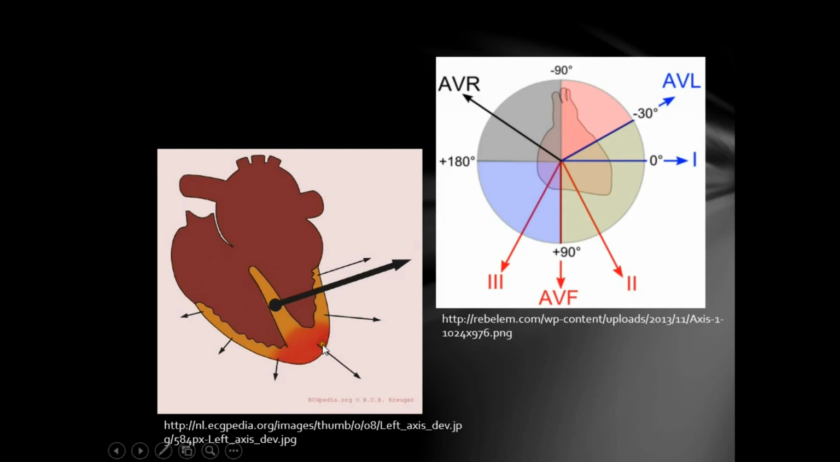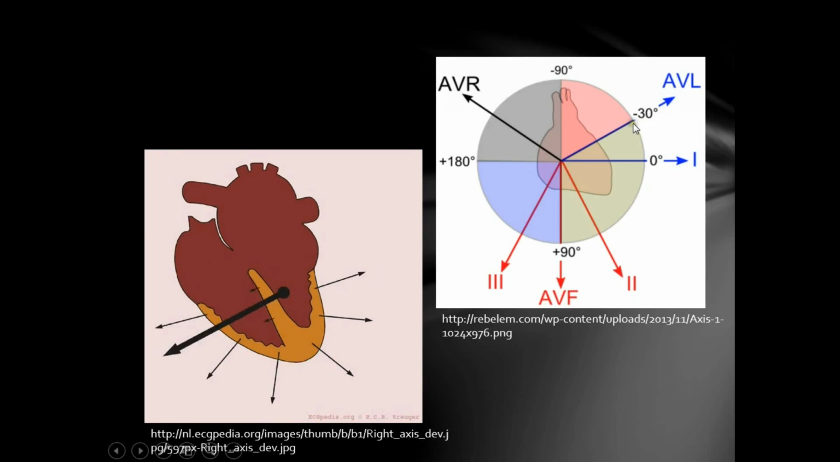Here on this drawing, we can see an inferior wall myocardial infarction with a left axis deviation. And the left axis deviation in an inferior wall myocardial infarction is usually due to a concomitant left anterior hemiblock. But an inferior wall myocardial infarction can cause it itself without the hemiblock. And on the illustration here, a left axis deviation is anywhere between minus 30 degrees to minus 90 degrees. So this cardiac axis actually should be tilted a little bit upwards so it fits between minus 30 and minus 90 degrees. On this drawing here, we can see a right axis deviation.